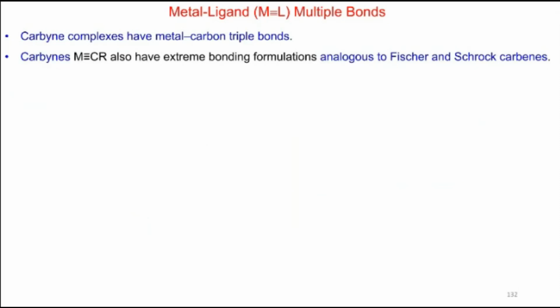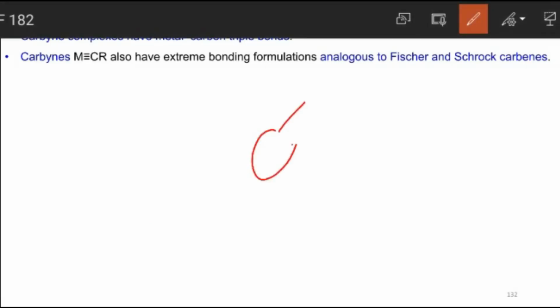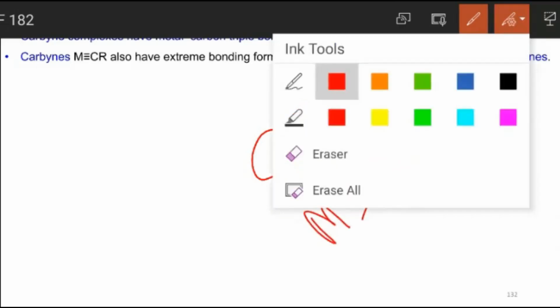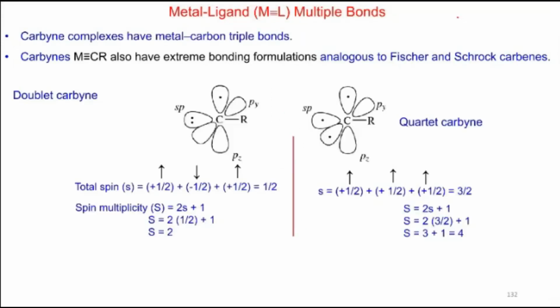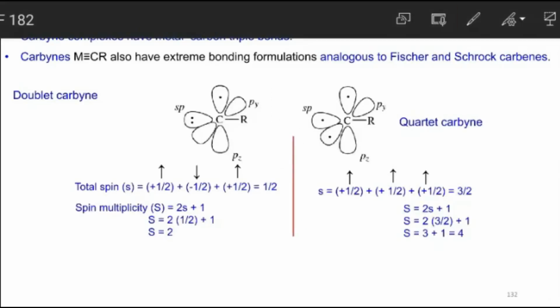Very good. Okay. So we can extend the strategy. If an organic compound can make a carbon-carbon triple bond, why not a metal-carbon triple bond? Yes, it is possible. Instead of carbene, we can say carbyne. What is carbyne? Carbon here means it's a CH. But there are 3 electrons present, and how these 3 electrons are arranged in the orbitals, we classify as a doublet carbyne and a quartet carbyne.